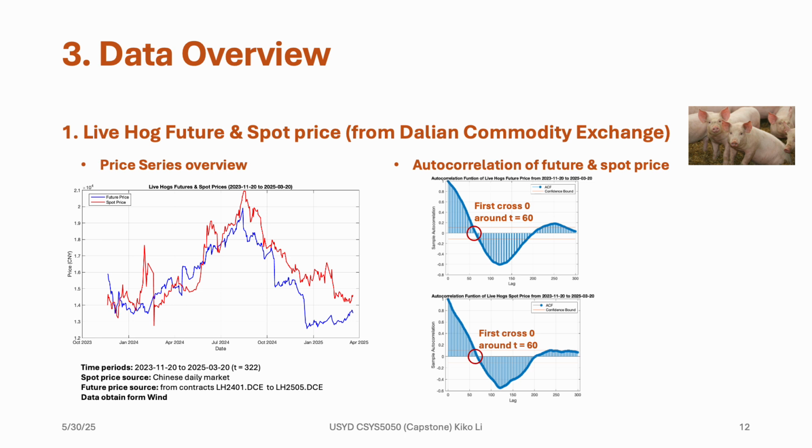On the left side are two autocorrelation functions for both future and spot raw data. Again, we can see the data is highly autocorrelated.